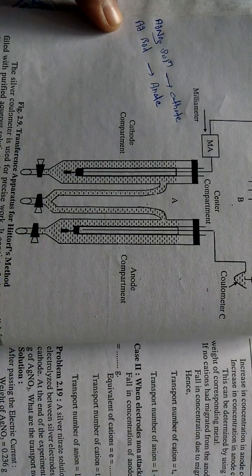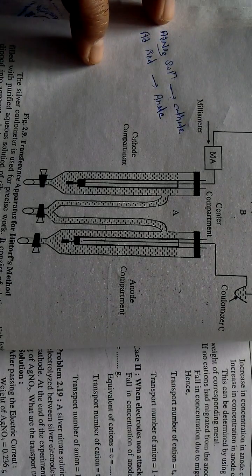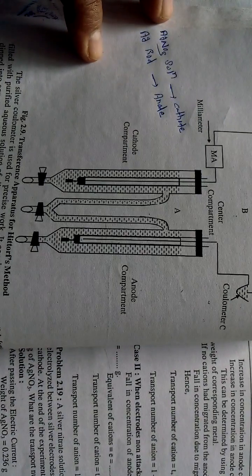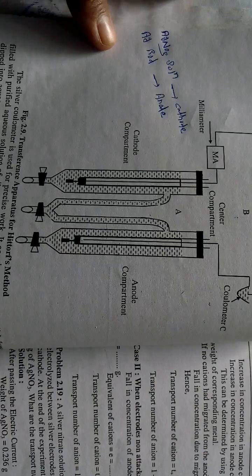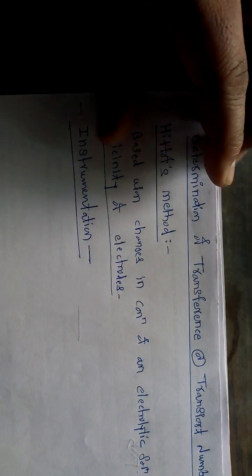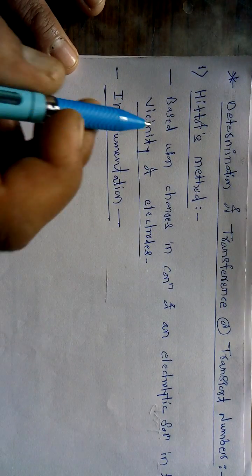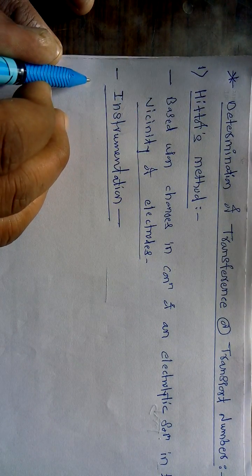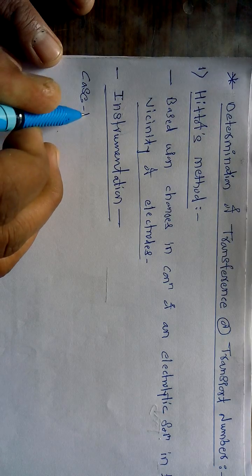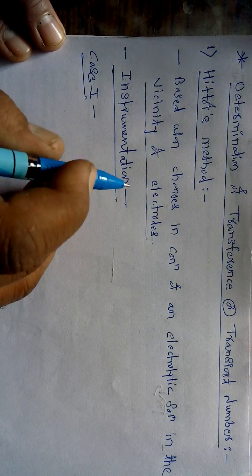Now, during such an experiment, we have to determine the transport number of the ions. This transport number of ions has to be determined under two different cases in which we use two different types of electrodes. So the calculation of these transport numbers is to be carried out in two different cases. So case first.